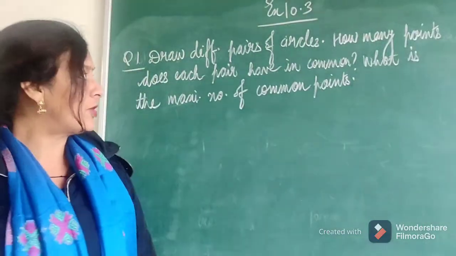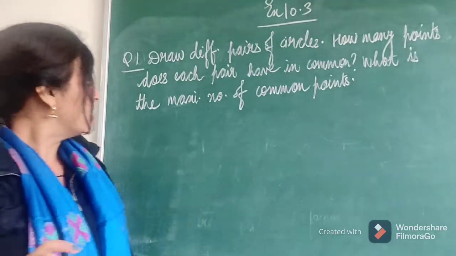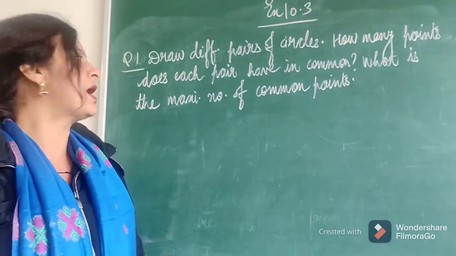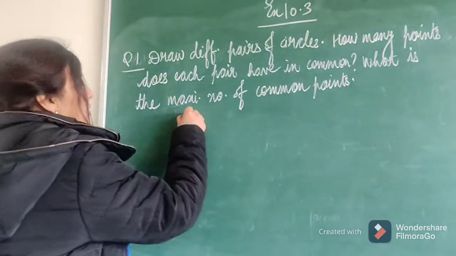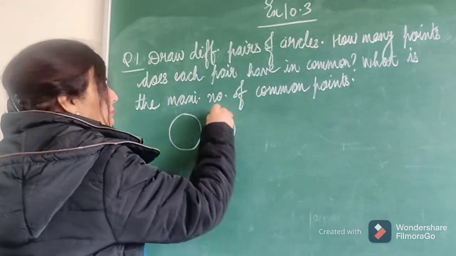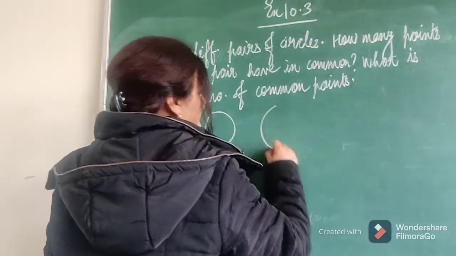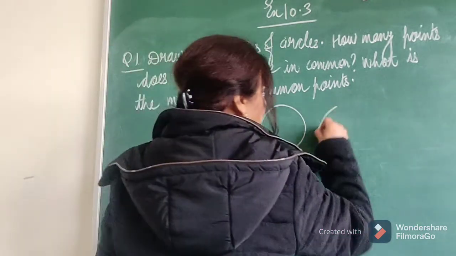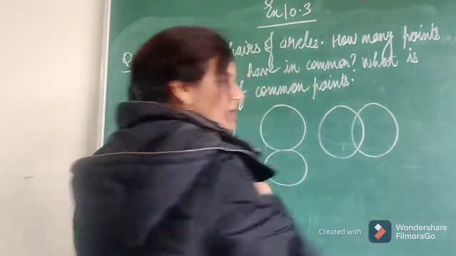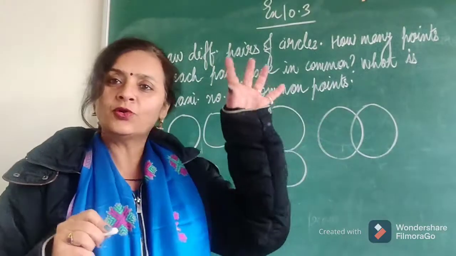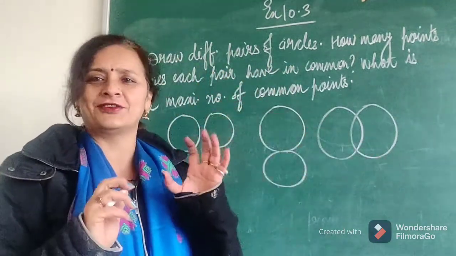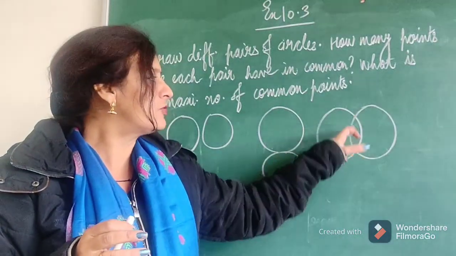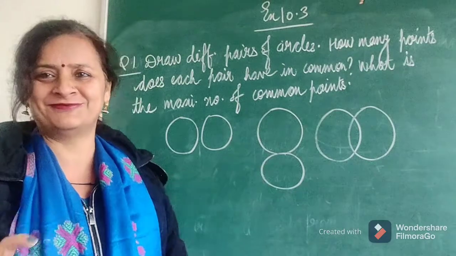Now let's do question number 1 of exercise 10.3. It says: draw different pairs of circles. How many points does each pair have in common? What is the maximum number of common points? Draw different pairs of circles. Here nothing is common. Here only one point is common. Here 2 points are common. They must not coincide, because if you place one circle on top of the second circle, then it will become only one circle. So the maximum number of common points is 2.